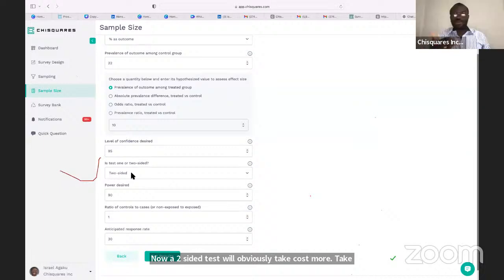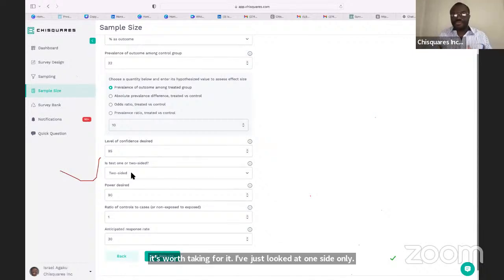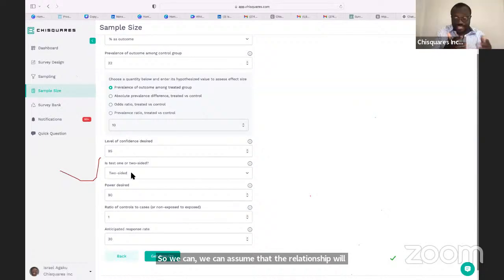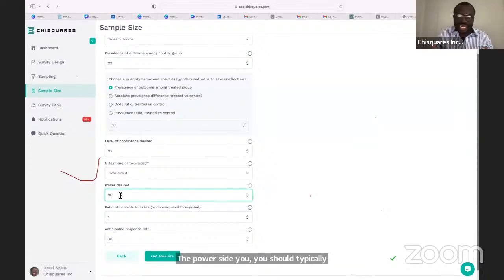because think of it from common sense: if you're looking both sides of a road, it takes you more resources. Looking to the left and to the right takes more time than looking at one side only. But the idea is that research means we don't know what we don't know. So we can't assume that the relationship will go one way. We have to acknowledge that it might go in that direction or this direction, and that's why your tests have to be two-sided. The power desired, you should typically enter values between 80 and 90.